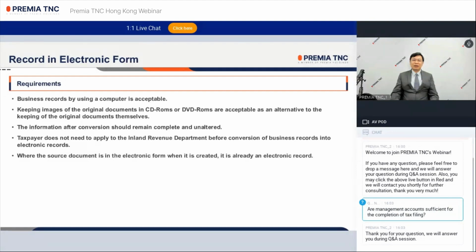A taxpayer does not need to apply to the Inland Revenue Department before converting business records into electronic records. That means you do not need pre-approval from the Tax Department. Where the source document is in electronic form when it is created, it is already an electronic record. For example, you can store the bank statement in PDF format downloaded from your internet bank account.